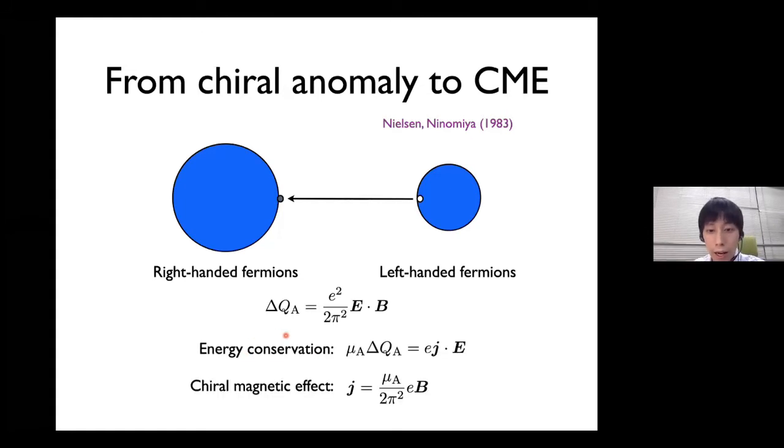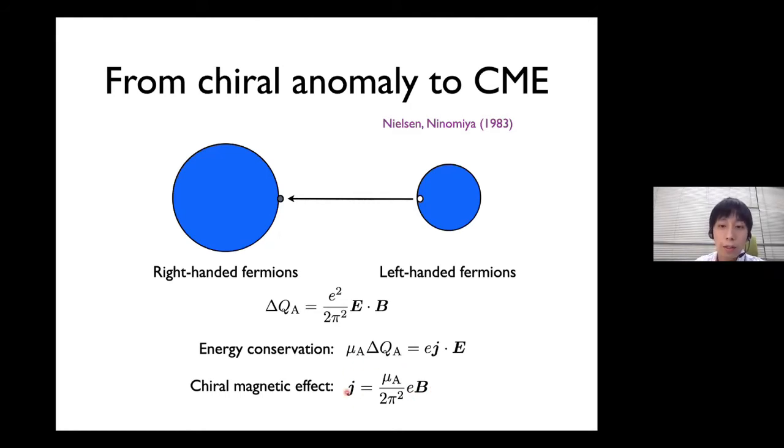That is the electric current, the power delivered by the electric current expressed by E·J, okay? Such that this energy conservation relation is satisfied. Then by substituting this chiral anomaly relation into this energy conservation relation, we notice that the electric field on both sides cancels out, and then we eventually obtain the expression of the electric current in terms of this chiral chemical potential mu_A and the magnetic field B. So this is nothing but the expression of the chiral magnetic effect.